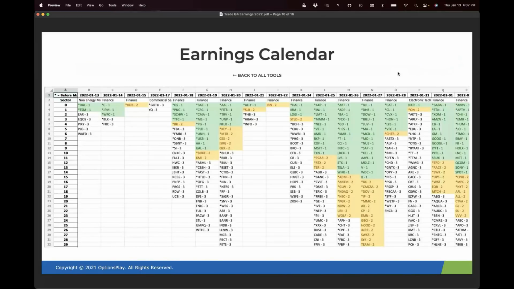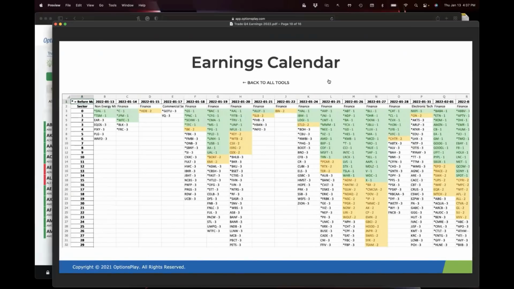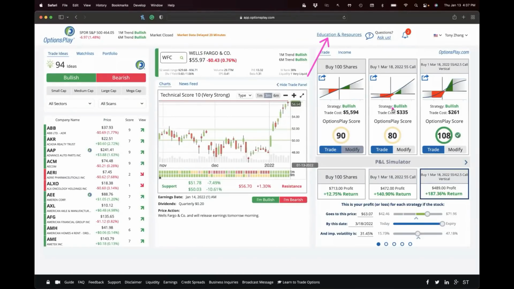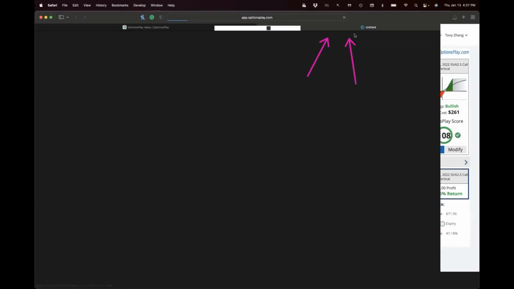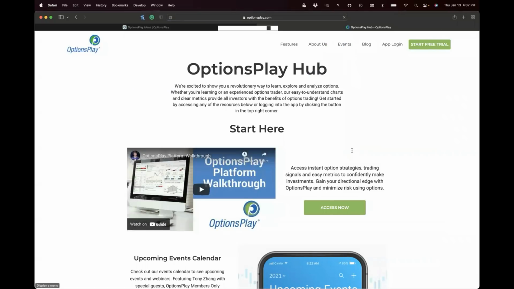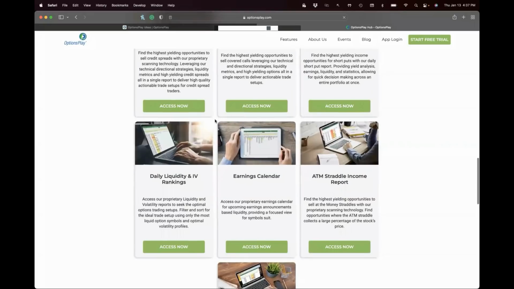And the answer is I start with our earnings calendar, because first of all, you need to know what symbols are reporting earnings that are coming up. That's the first step. And without this, I really don't know where to start my research. So the earnings calendar that's available to you on your OptionsPlay platform, when you go to the education and resources section on your OptionsPlay platform, that takes you to the hub. And when you go to the OptionsPlay hub, we have an earnings calendar.